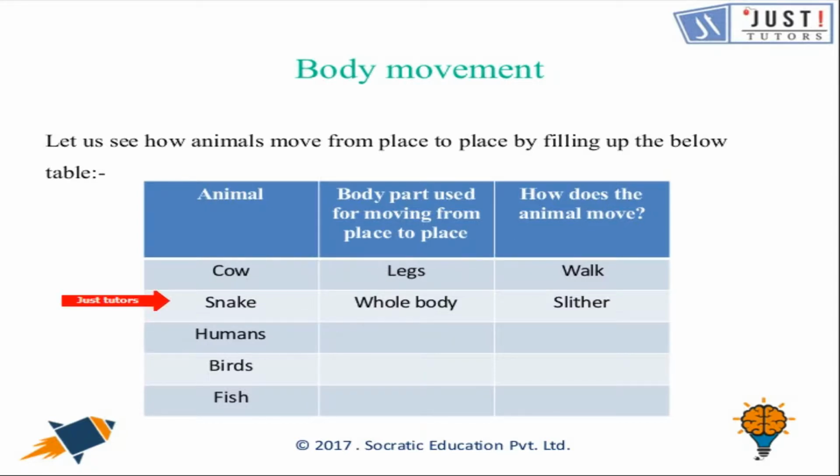Second one on the list is a snake, which uses its whole body to move from one place to another. And this kind of motion is termed as slithering. Slithering is basically moving smoothly across a surface.